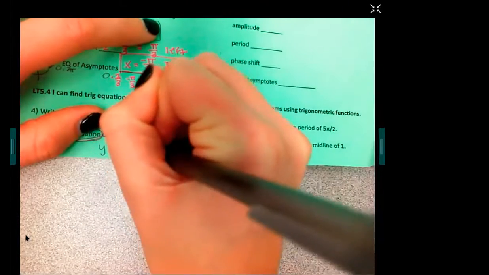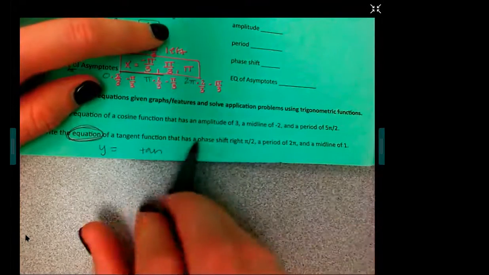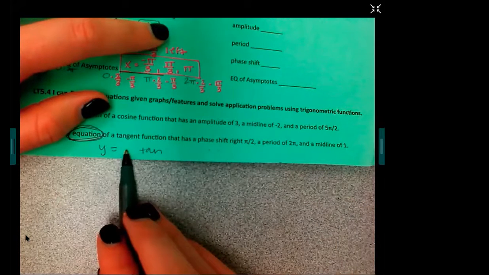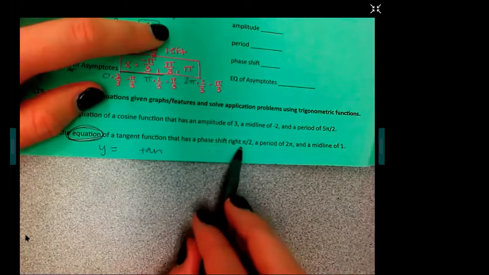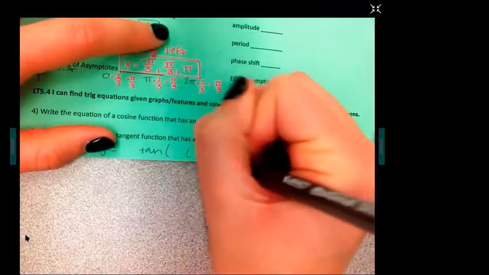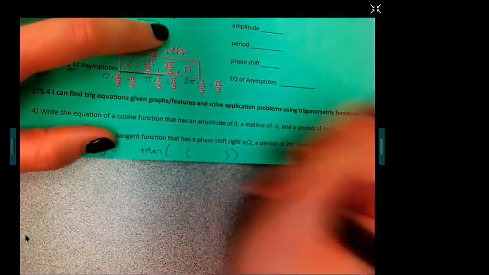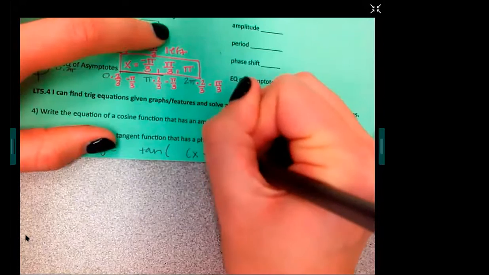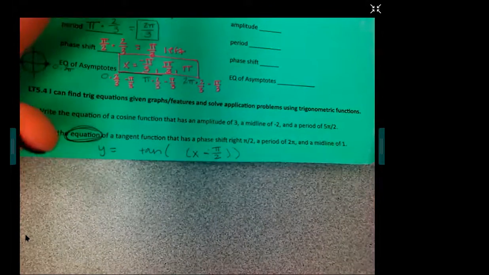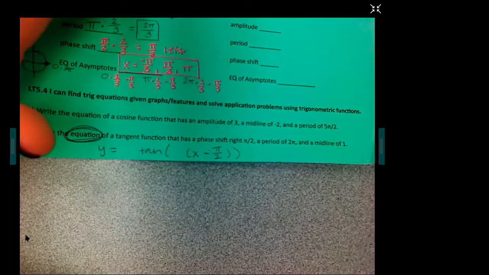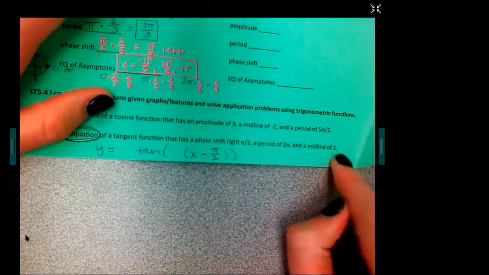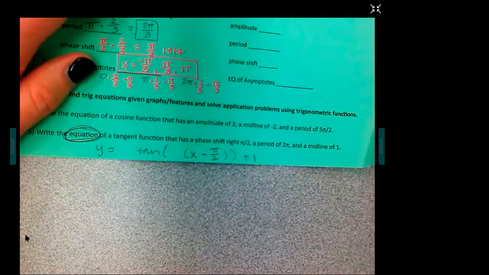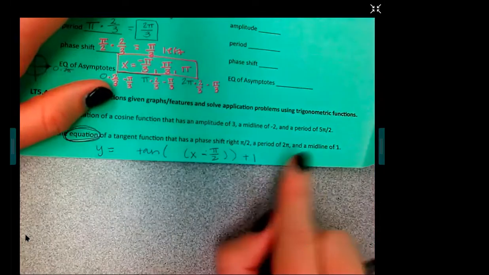It's tangent. It doesn't give me an amplitude, so there's nothing out front. It has a phase shift right pi over 2. So we know in factored form, this is going to say x minus pi over 2, because remember, whatever's inside with the x always does the opposite of what you would think. If the midline is 1, what should be on the end? Plus 1, very good. And then the period is 2 pi.